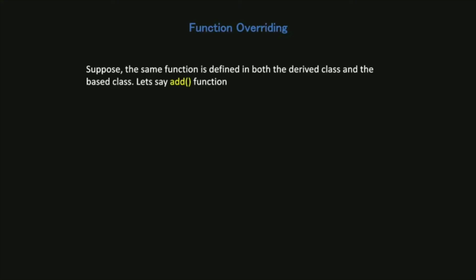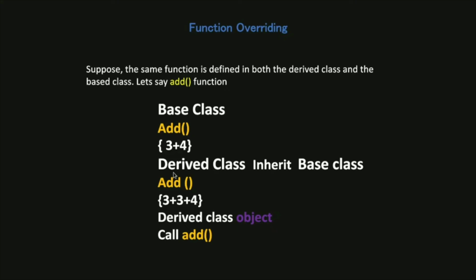So here, function overriding. Suppose the same function is defined in both the derived class and the base class. Let's say the add function. Here we can see this is the base class, right? And we have defined a function named add, which will add 3 plus 4, or any arguments that we pass from the object. We created a derived class and inherited the features of the base class, and we are again making the same name, add. Here you can see add in both, and we are adding 3 plus 4 and again adding a plus b, right? We are doing other things in this same function, and we made an object of the derived class and called add. Now this is actually the program of overriding.